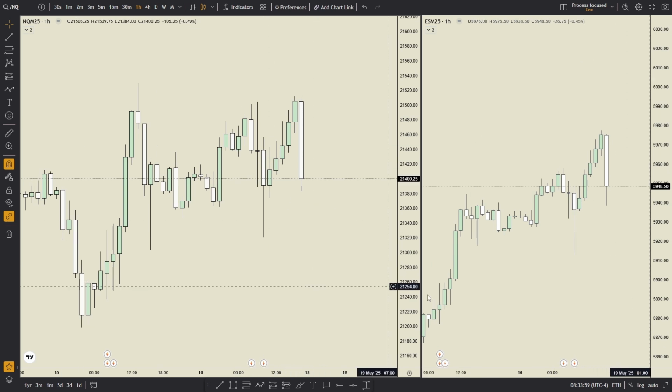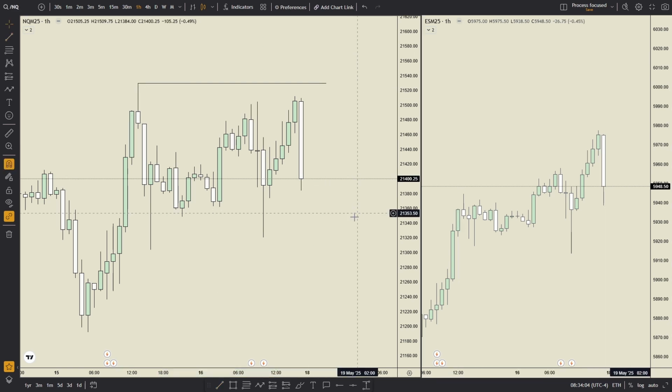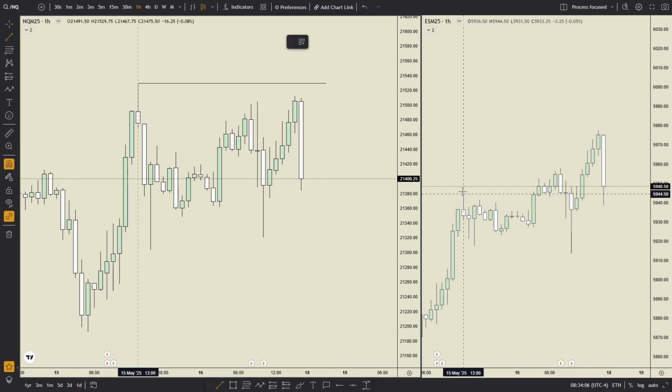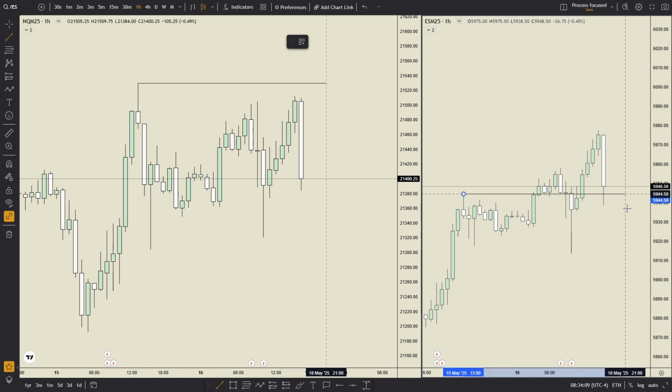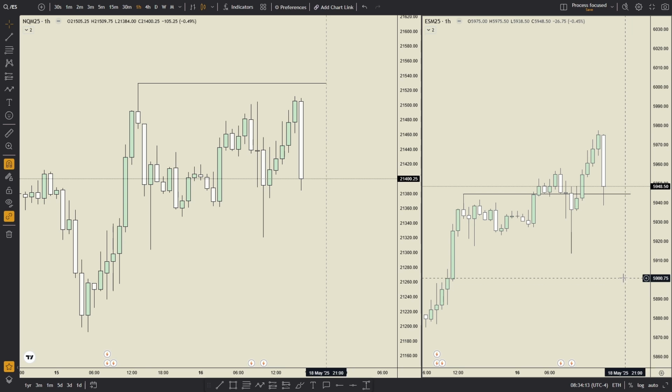Now I've dropped down to the hourly time frame, and as you can see, this is the high of the range on NQ, and this is the same range high on NQ but now on ES. And as you can see, we've just completely broken through this and we're trading higher. We're trading higher through this.